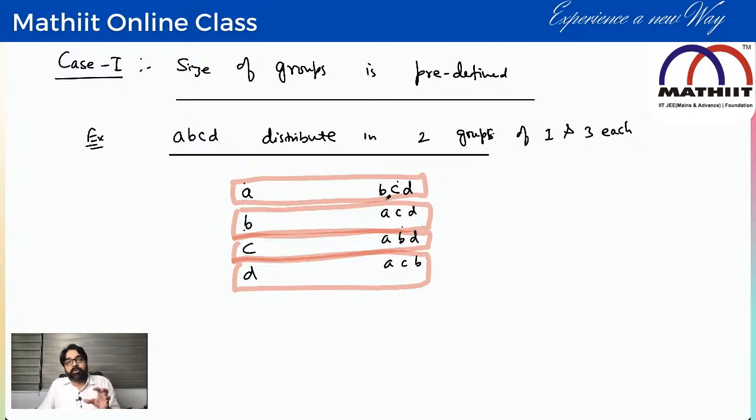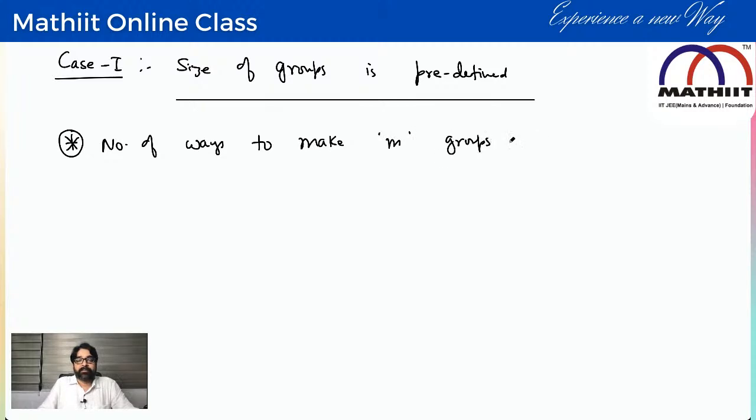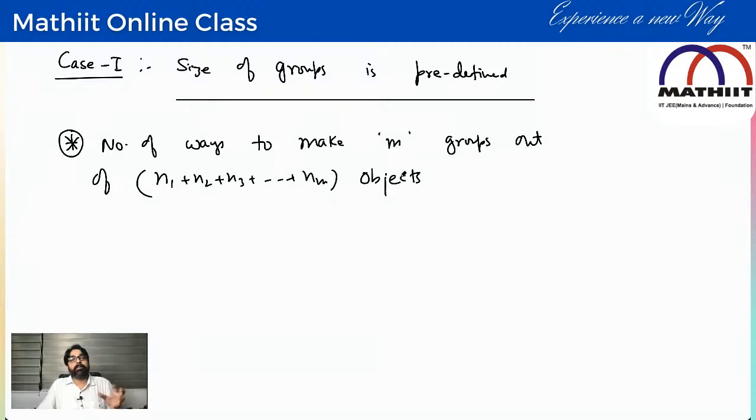So how do we deal with this kind of situation? It's simple. First I will tell you the formula, and after that we'll see the proof, otherwise you'll get confused if I give the proof at the initial stage. So write down the point. Number of ways to make M groups out of N1 plus N2 plus N3 plus so on up to NM objects. Means we have to make M groups out of this many objects.